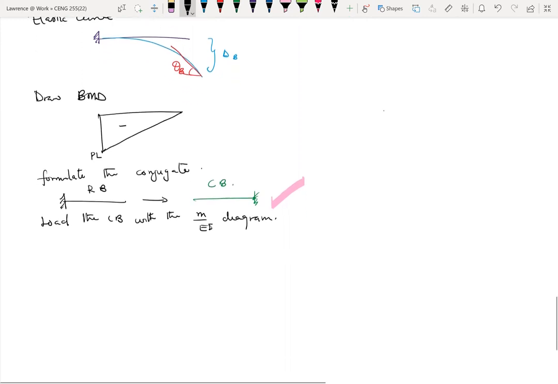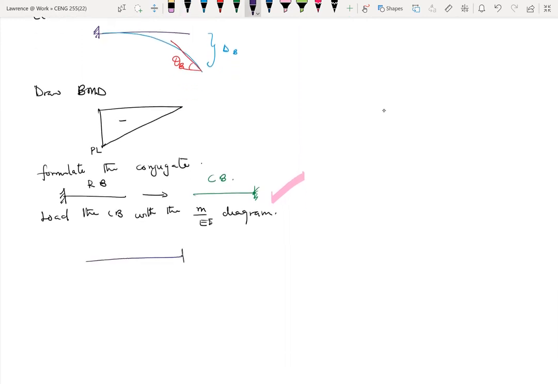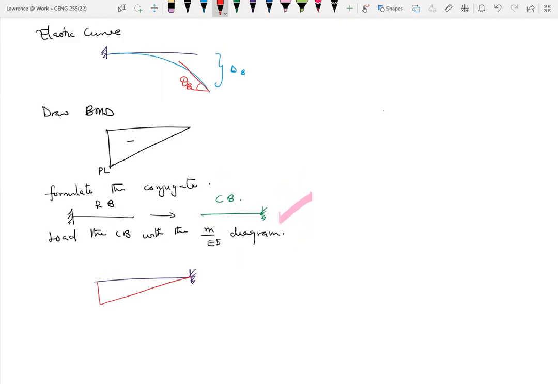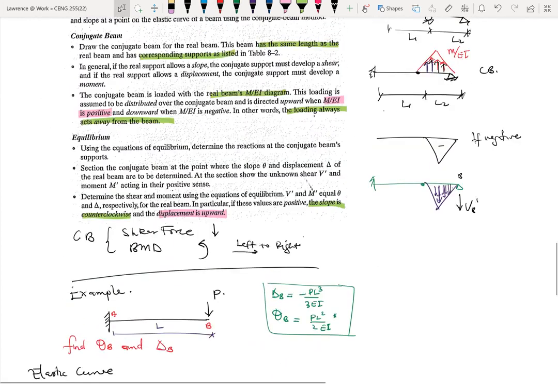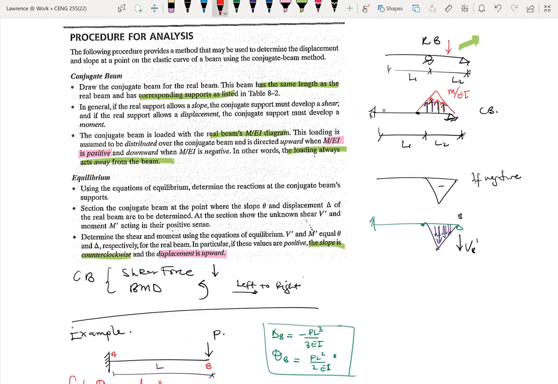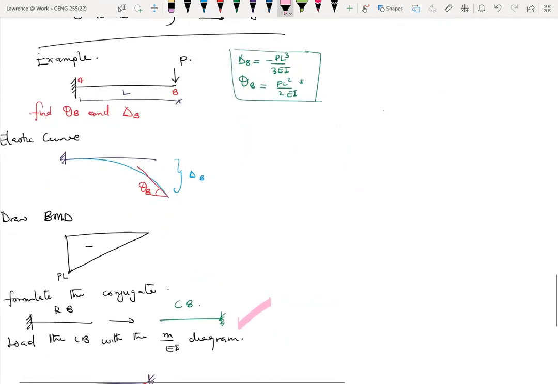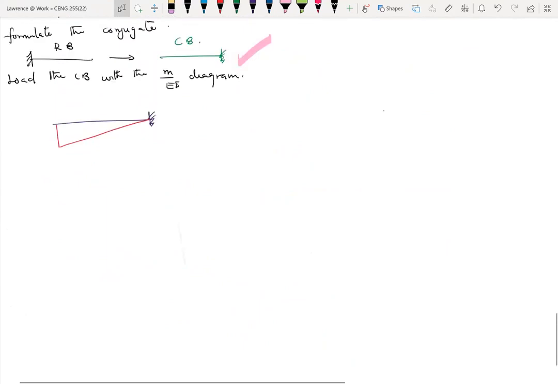So I come back here, I take my conjugate beam as I've drawn it on the side, then I place the moment diagram as a load. So the moment diagram as a load will look like this. Because it's negative, I just pick it as it is and I place it exactly the way it's supposed to look. And from my procedure, I'm told that the loading is always acting away from the beam to make it easier. So I assume the direction of my load, because now this becomes a new load, right?